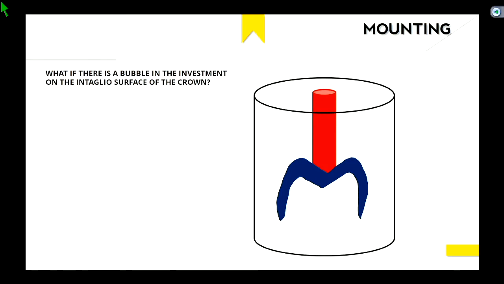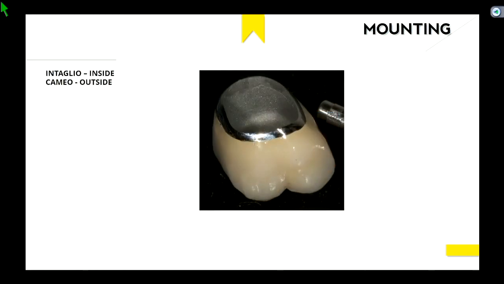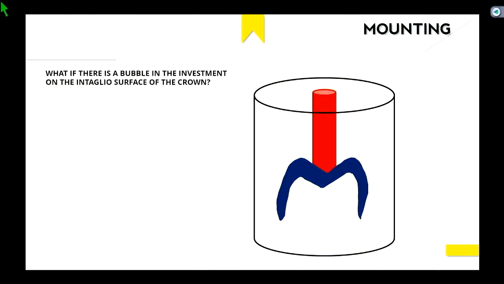So what's the intaglio? Let's jump to this slide here. Intaglio means the inside of the crown. The cameo means the outside. So the intaglio is the internal surface of the crown. Here's the example. We put the sprue. I know the sprue's in the wrong spot, I just did it because of the pictures, okay? So in the crucible, sprue, and we're going to fill that with investment material.